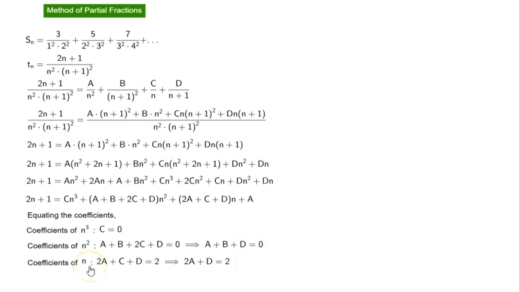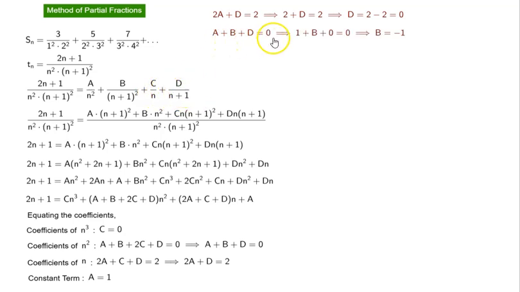Now coefficients of n, we have 2a plus c plus d equal to 2. C is 0, that means 2a plus d equal to 2. And constant term a is equal to 1. So we have 2a plus d equal to 2, which implies a is 1. So 2 plus d equal to 2, which implies d is equal to 0. That means the fourth term also has disappeared.